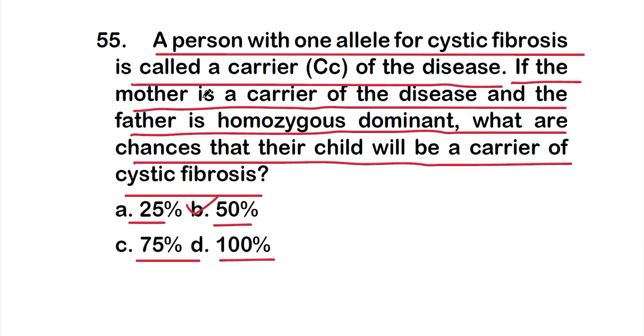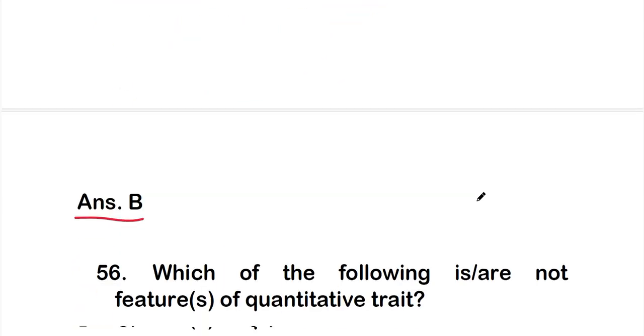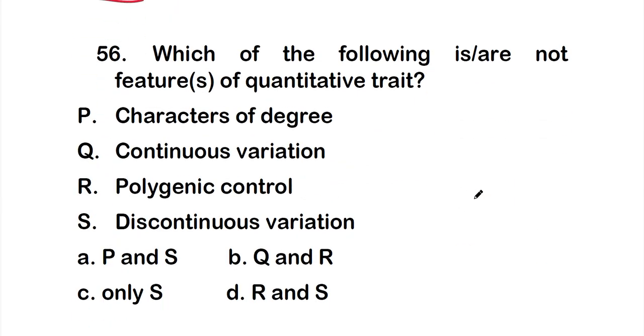If the mother is a carrier of the disease and the father is homozygous dominant, what are the chances that their child will be a carrier of cystic fibrosis? That is 50%. Okay, so let's move on to question number 56.